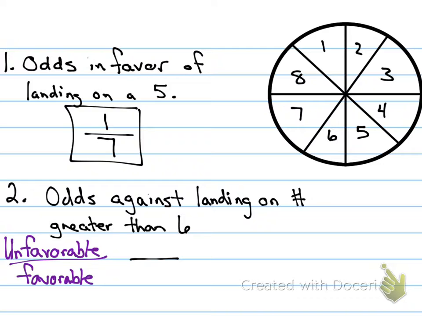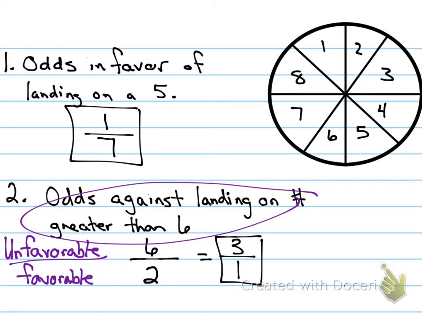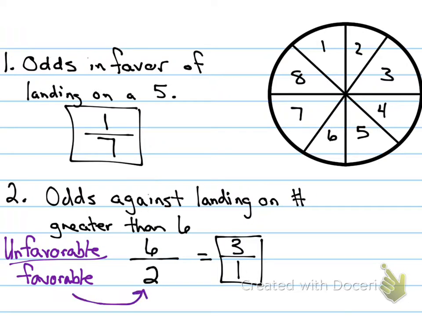Well, how many favorable outcomes are there? How many numbers greater than 6 are there? 2. Does favorable go on top or bottom? Goes on the bottom. 2 goes on the bottom. How many unfavorable outcomes? 6 over 2 equals 3 over 1. Do you see that? Unfavorable over favorable. I'm still going for a number that's greater than 6. That's still my favorable, but when it's odds against, favorable goes in the denominator.